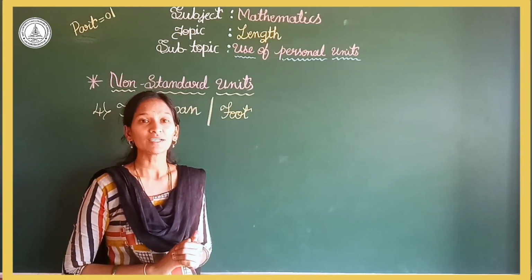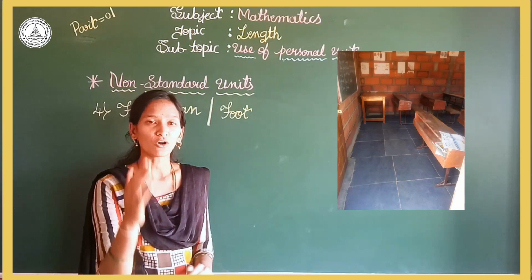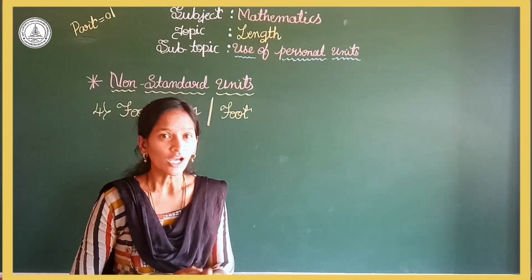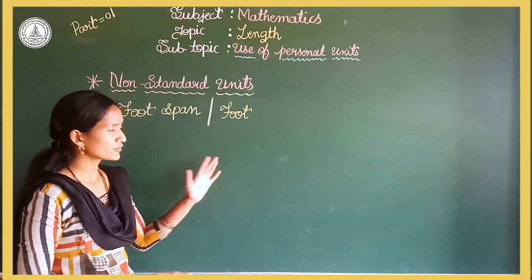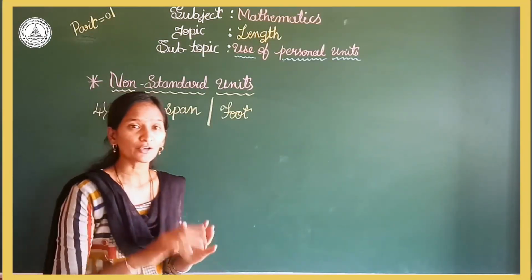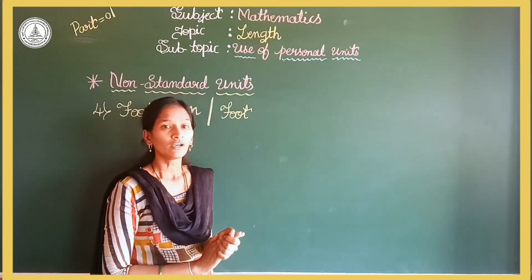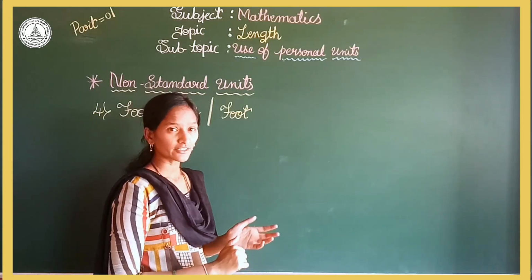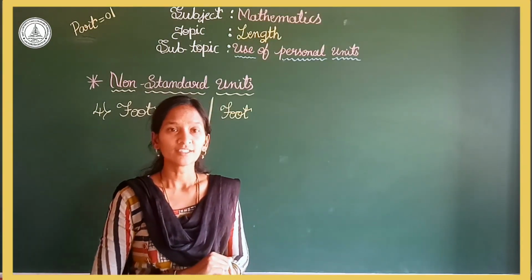See, now I will measure the length of this room by using foot span. So all of you observe here. The length of this room is 18 feet. Students, have you observed how you measure the length of one side of the room by using foot span? In the same way, you have to measure the distance between 2 trees, right? Or you can measure the distance between 2 houses, right? So this activity you have to do in your home, right?